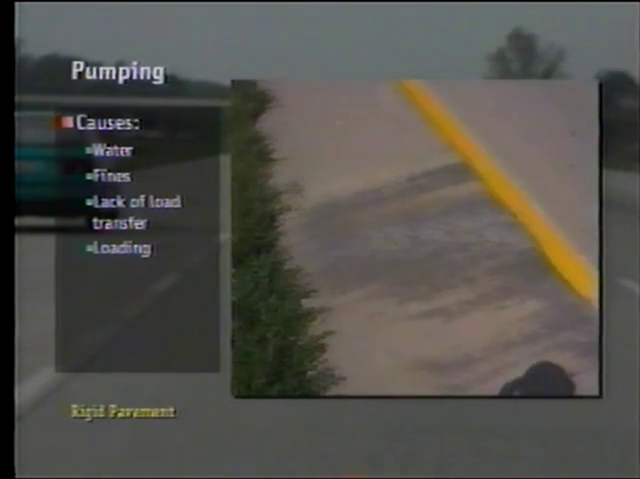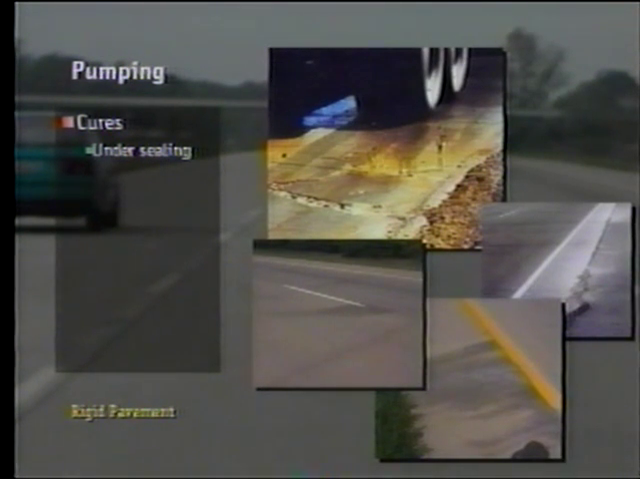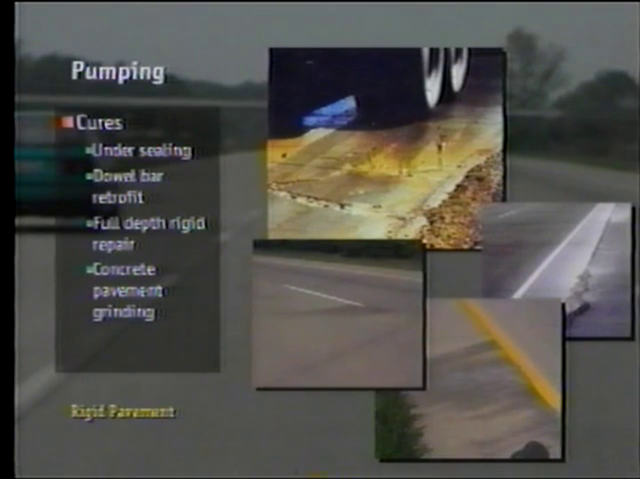When water seeps beneath a slab, the subbase becomes less able to support the end of the slab, so the slab tilts down into the subbase, ejecting the fines. Eventually, a cavity is formed and the end of the slab cracks. To cure this problem, several techniques can be employed: undersealing, dowel bar retrofit, full-depth rigid repair, followed by concrete pavement grinding, if necessary.